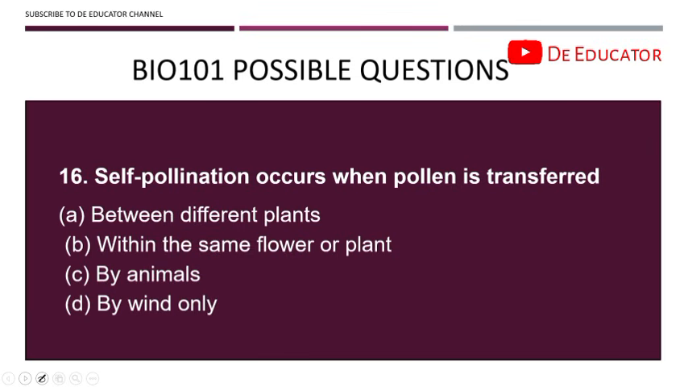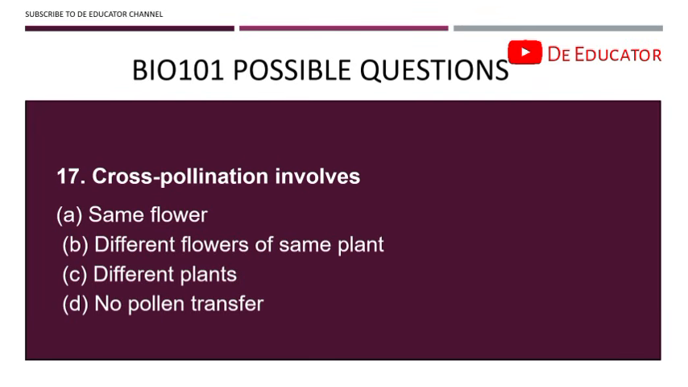All right, so the next question is self-pollination occurs when pollen is transferred within the same flower. That is why it is called self. When it is the same flower, it is called self. Then cross-pollination is when it is a different flower of the same plant. Please take note. Different flower of the same plant.